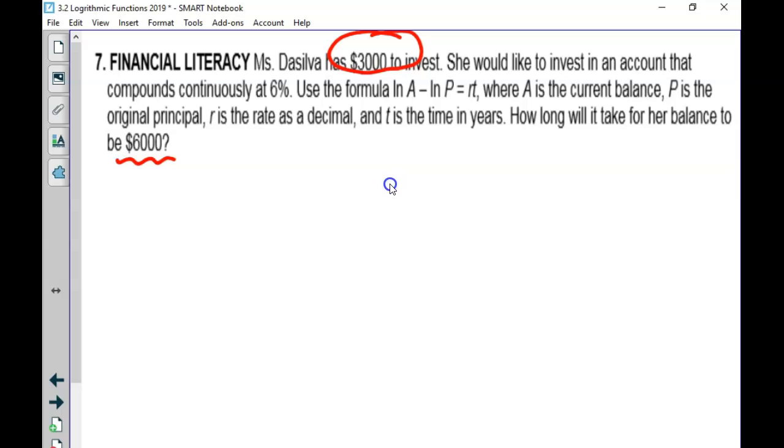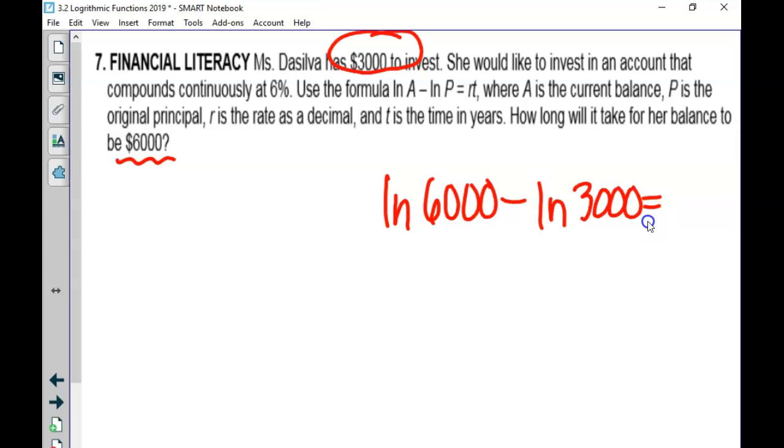She wants her current balance to be 6,000. So that goes here. And P, her original investment was 3,000. P is the original principal. That was this one that she was investing. You good? Okay, and then it's equals R times T. Do we know either of those numbers?